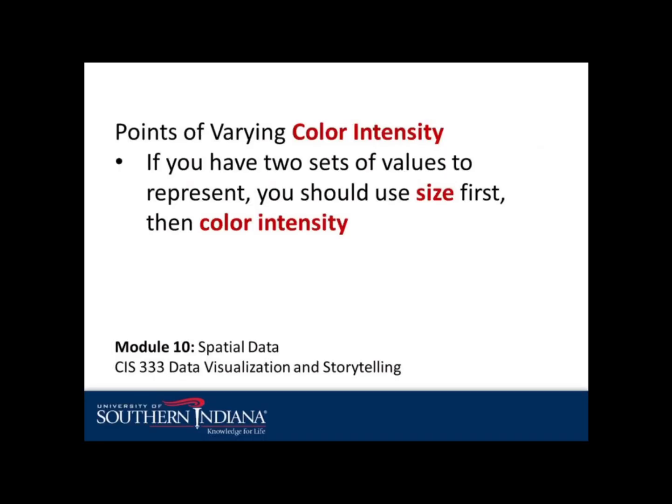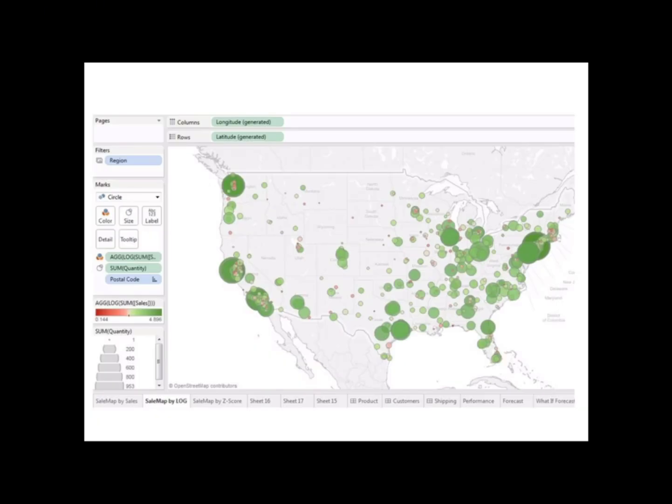Now for points, you can also use varying color intensity. If you have two sets of values to represent, you should always use size first, then color intensity. Here is pretty much the same sort of map as before, except you can see that the size of the mark represents the measure of quantity, whereas color is representing the measure of sales. So you have two different ways of representing two different quantitative values in this map.